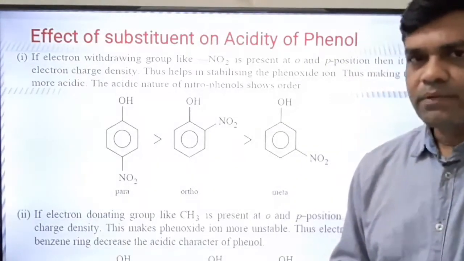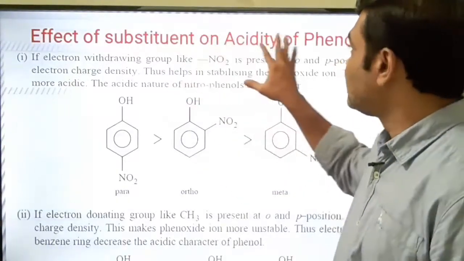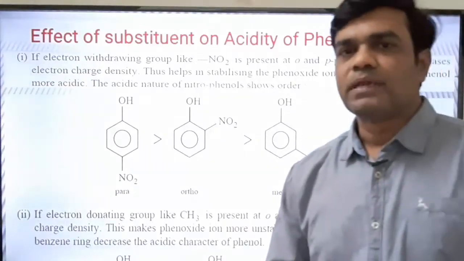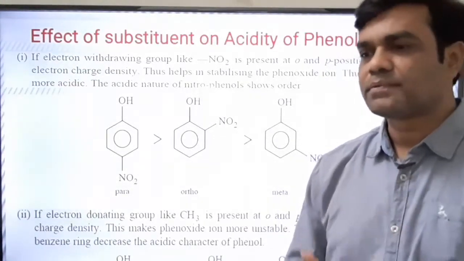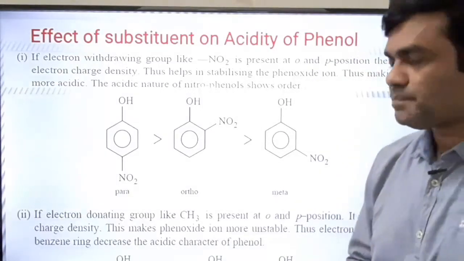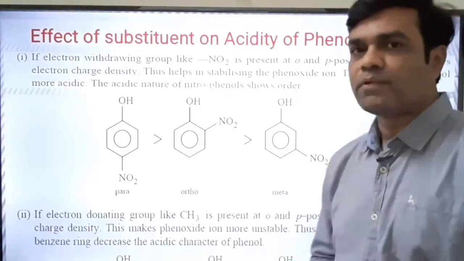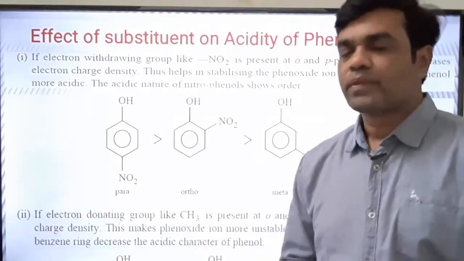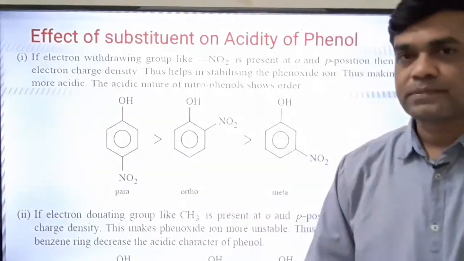Today, in continuation to that part, we have to discuss the effect of substituent on the acidity of phenols. What is the effect of an electron donating substituent and an electron withdrawing substituent on the acidity of phenol? First, let us see the effect of an electron withdrawing group like nitro. See, this is the example. By taking this example, we will discuss.